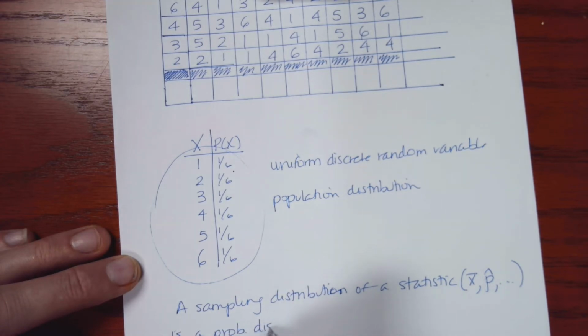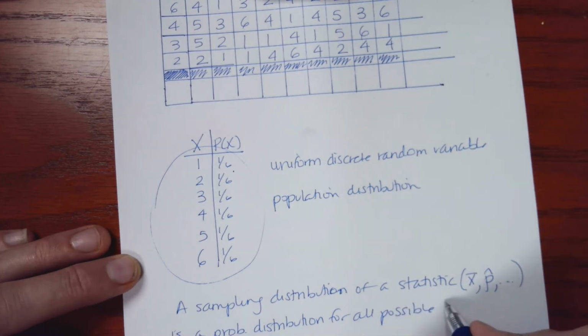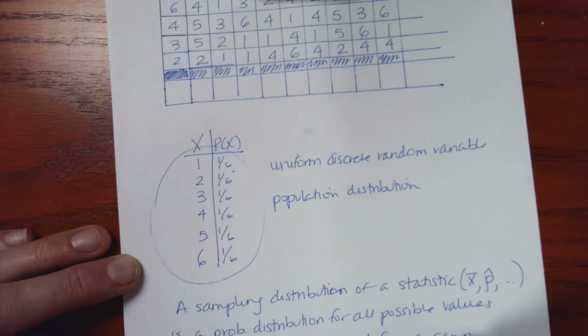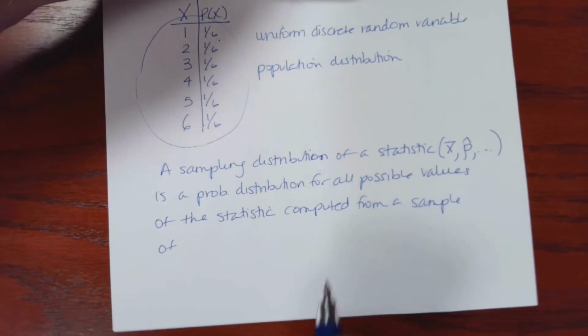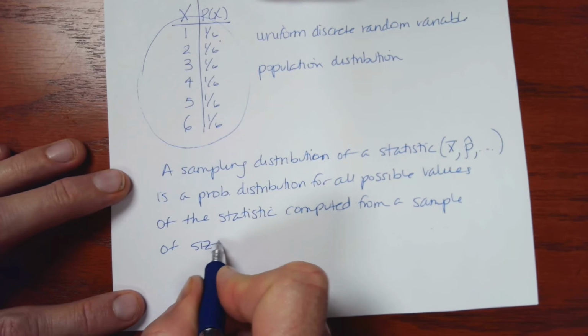I want to just abbreviate some things here. Distribution for all possible values of a statistic computed from a sample of size n.